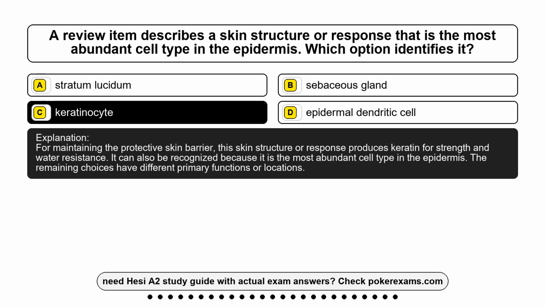For maintaining the protective skin barrier, this skin structure or response produces keratin for strength and water resistance. It can also be recognized because it is the most abundant cell type in the epidermis. The remaining choices have different primary functions or locations.